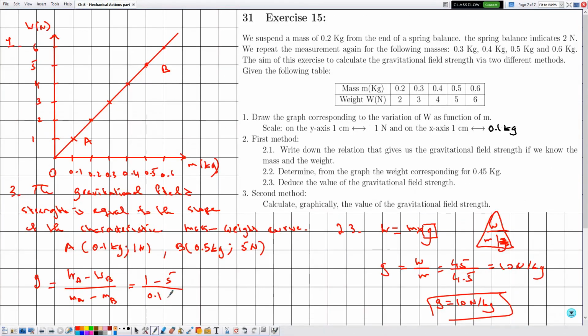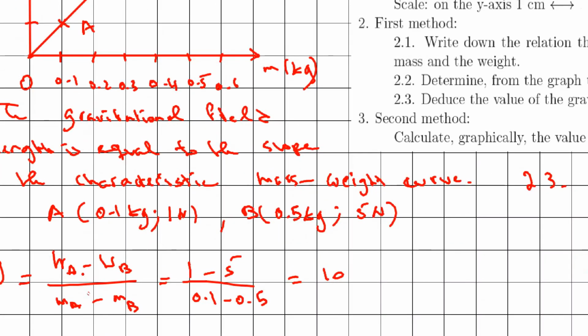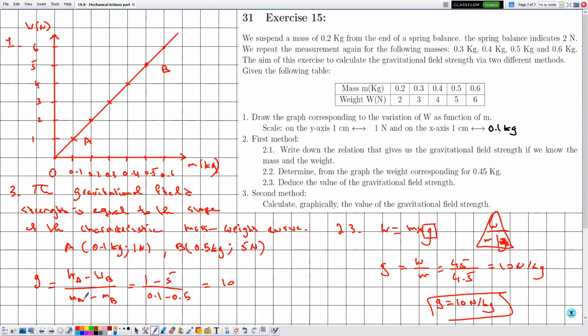So the weight of A is 1, the weight of B is 5, over 0.1 minus 0.5, and this is equal to 10. Since all of these are expressed in the SI, so the value of G will be in the SI, which is in newtons per kilogram. Then the value of G is equal to 10 newtons per kilogram.